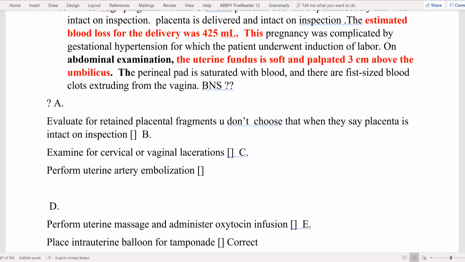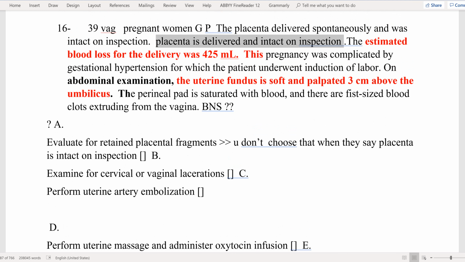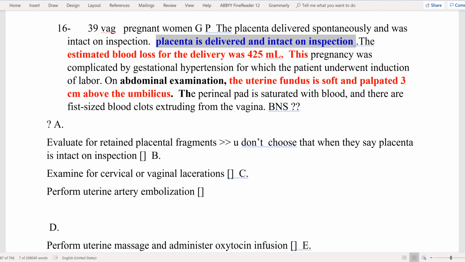How would a cervical or vaginal laceration present? They would tell you there is a tear or laceration on the vaginal examination, or they tell you the uterus is normal on exam, then you would expect a cervical laceration. Examine for retained placenta: you don't do that when the placenta is delivered and intact on inspection. So that's the key of this question.